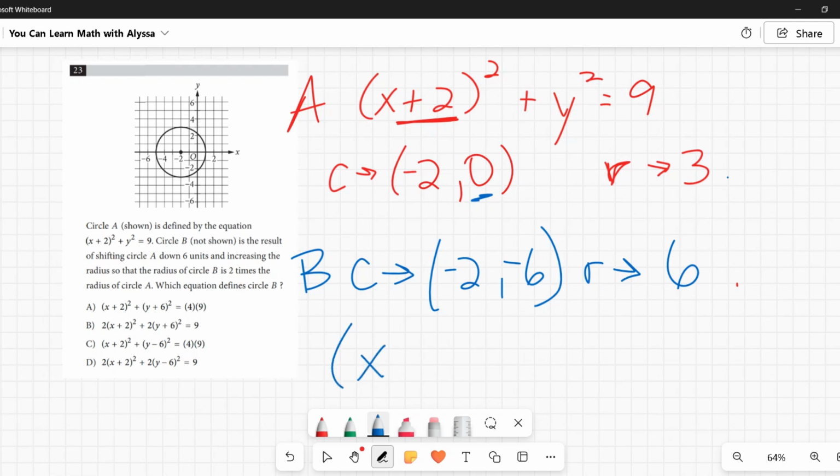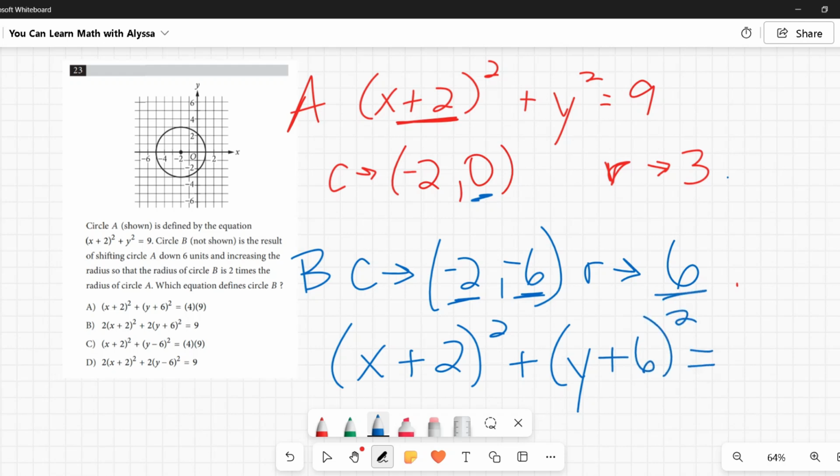It's going to be x, and for −2 I put the opposite, so plus 2, squared, plus y, again −6, write the opposite, plus 6, squared, is going to be equal to the radius squared. 6 squared is 36. So (x + 2)² + (y + 6)² = 36. Now that is the equation of this circle. Now, look at what they've done over here. Do you see any that say 36?